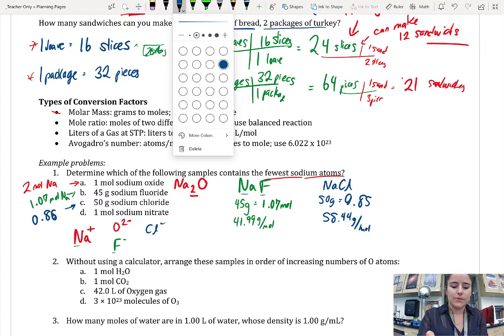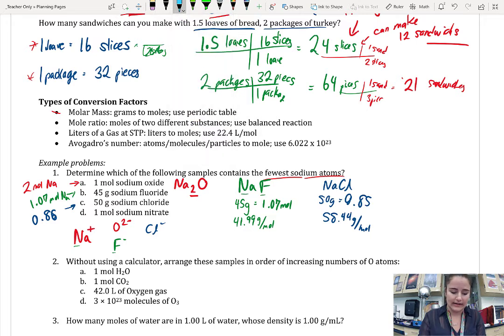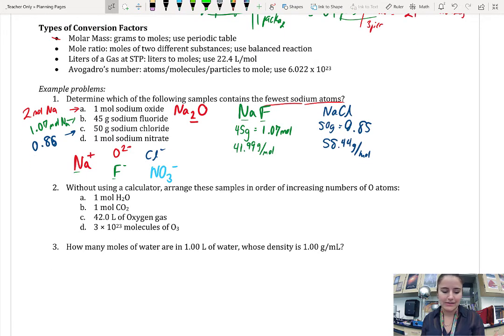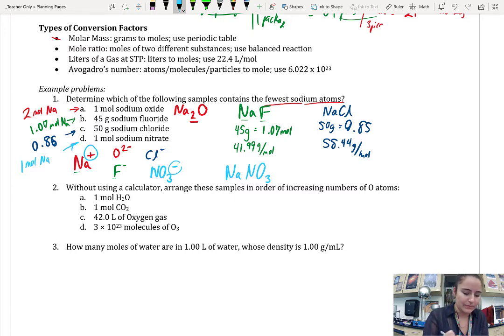Okay, and last one, let's go ahead and analyze. We have nitrate. Nitrate is a polyatomic. It is NO3 minus. Sorry, no secret there. You just got to memorize those polyatomics. So if I have sodium nitrate, that is just going to be NaNO3, because it's a 1 plus and a 1 minus. So if I have 1 mole of sodium nitrate, that's going to be 1 mole of sodium. Okay, so the fewest sodium atoms would be the 50 grams of sodium chloride, because that is the only one that is less than 1 mole of sodium.